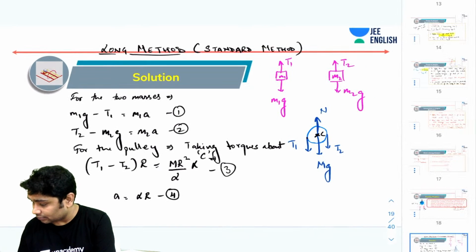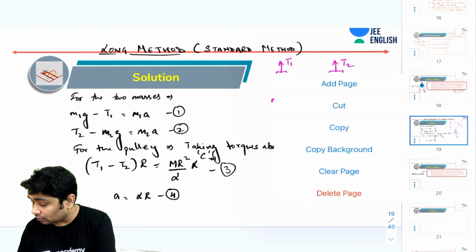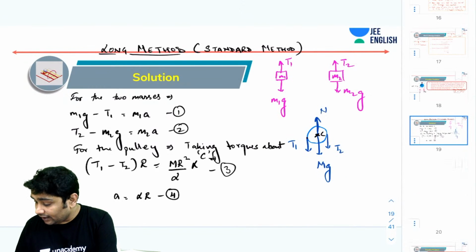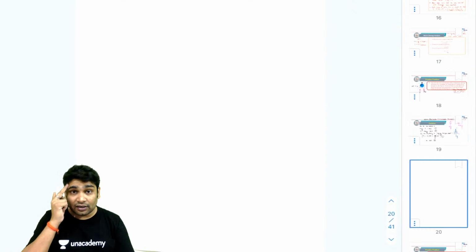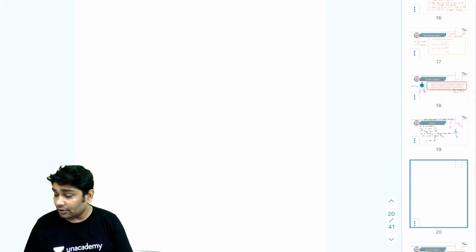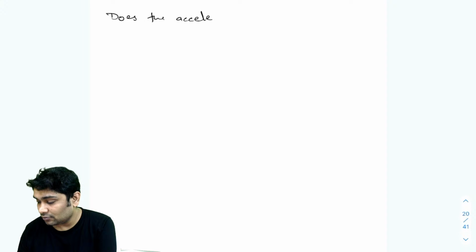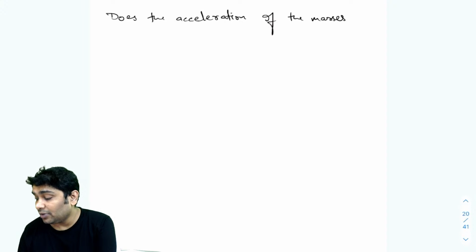Add a page here. And now let me show you a shortcut. The shortcut works on the principle that the accelerations of the two masses will be independent of the length of the strings. First, you need to answer me this: does the acceleration of the masses depend on the length of the strings?